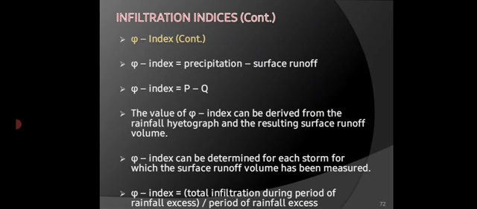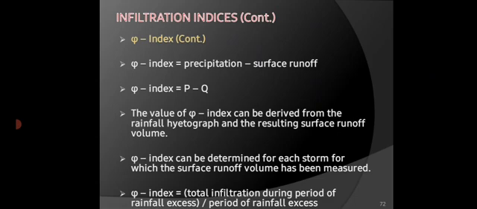The value of phi index can be derived from the rainfall hydrograph and resulting surface runoff volume. Phi index can be determined for each storm for which the surface runoff volume has been measured. Phi index is equal to total infiltration during period of rainfall excess divided by period of rainfall excess.